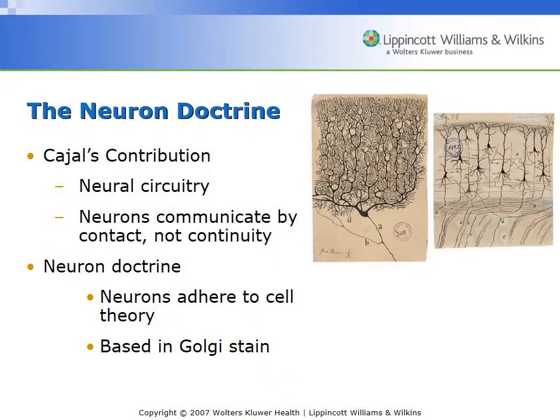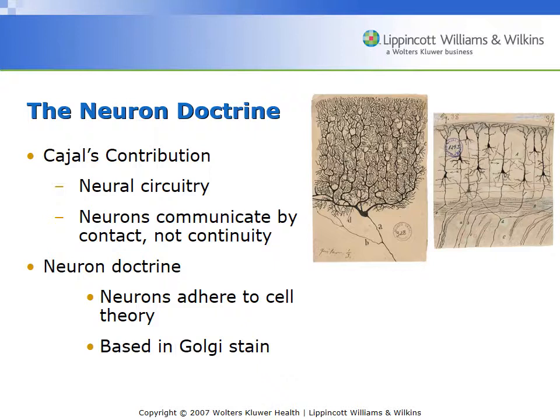Golgi proposed that the cells in the nervous system, in the brain, connect with each other and make this continuous structure, like the vascular system, like the blood system, veins and arteries. And that is known as the reticulum. However, Cajal argued the opposite. He argued that the cells communicate by contact. They're not continuous.